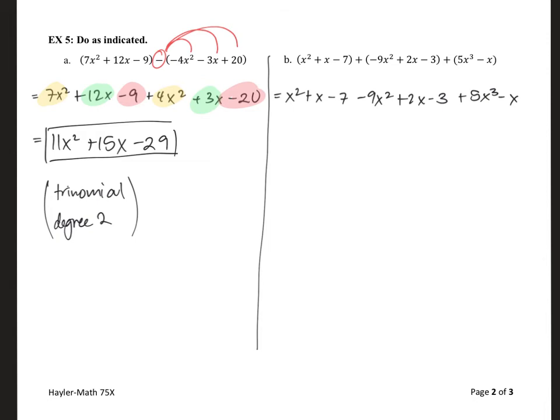I'm going to go ahead and start with the highest power number I see, which is going to be the x cubed. That one does not have any matching terms, so I'll just go ahead and write him down first by himself. Sort of lonely. Next highest power is x squared, so I have one of those, and that's it. So x squared minus 9x squared is going to be negative 8x squared.